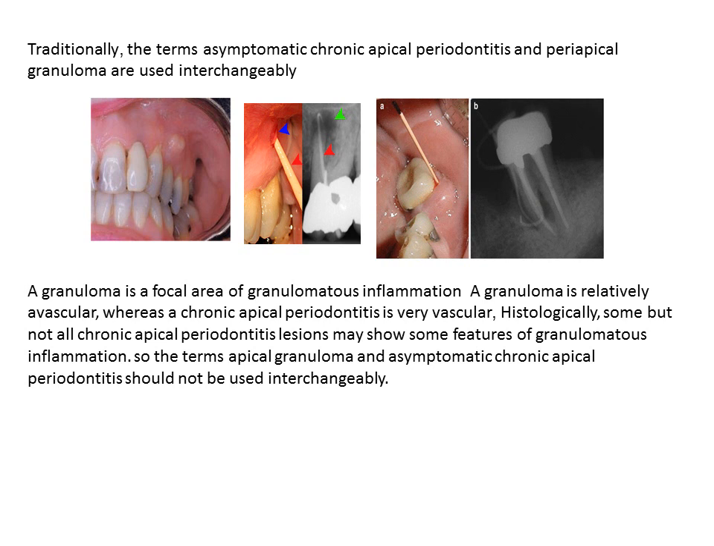Whereas in a chronic periapical periodontitis, granuloma is avascular. There is a limitation, no blood vessels, it's just granulation tissue. Okay, while the chronic apical periodontitis will be very vascular. Histologically, some but not all the chronic apical periodontitis lesions show some features of granulomatous infection. I mean, it's a mixed infection.